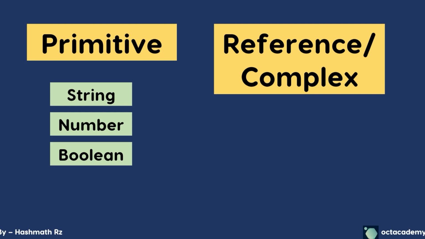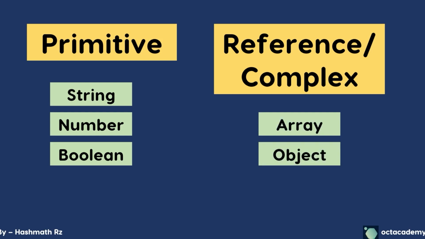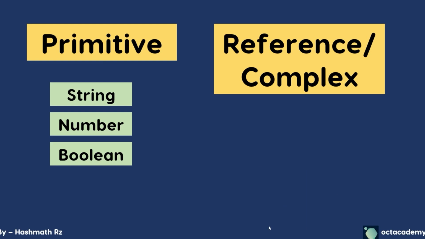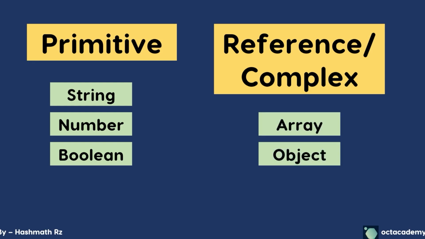Alright guys, let's move on to the next data type, which is the complex data type or the reference data type. So under this reference data type, we can include the array and object data type in JavaScript. So guys, reference data types are more complex and allow us to store and manipulate larger sets of data. Unlike primitive data types, as you guys know, primitive data types hold a single value. Reference data types can hold a collection of values and are stored as references in memory.